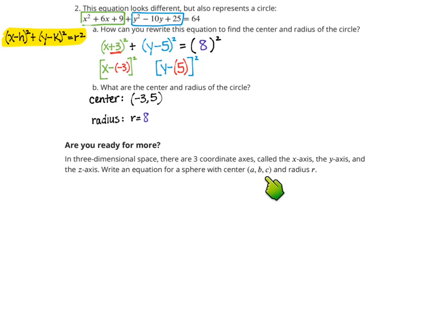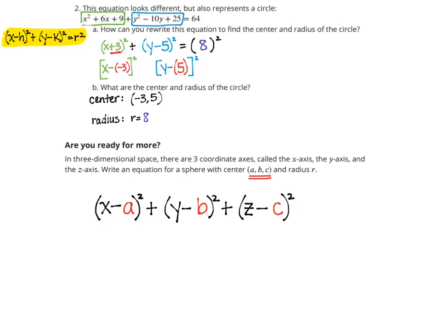But this time, instead of using (h, k) as our center, we have (a, b, c) as our center. So we would be taking the x for the center, and we're going to have x minus a. And that x minus a, quantity squared, is the first part of the equation. Then we have the y minus b being squared. And then we have the z minus c that's squared. And it's going to equal our r squared. And that is the standard equation for a sphere in a 3D, meaning x, y, z plane.